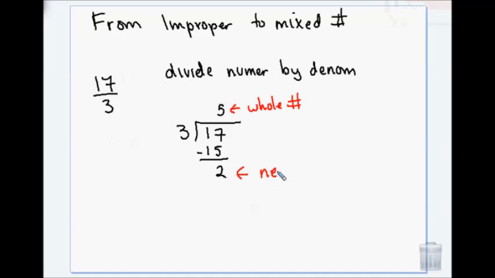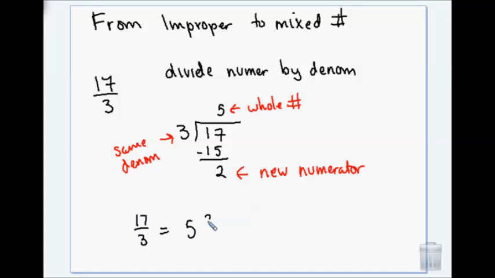Okay, so I divided. The remainder is my new numerator, and my denominator stays the same. So 17/3 is the same thing as 5 2/3.